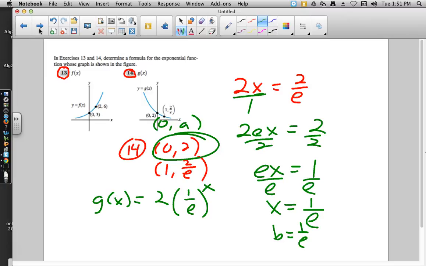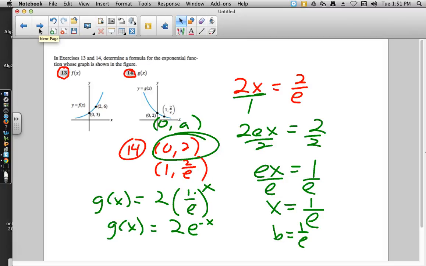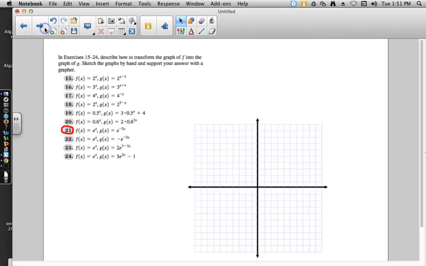Now, again, because we're talking about exponential functions, we could see this written as e to a power instead of that fraction. So 1 over e is e to the negative 1. So this could be g of x equals 2 times e to the negative x. You never know in a multiple choice problem on a calc exam whether or not you'll see it one way or another. But either one of those answers would be correct.